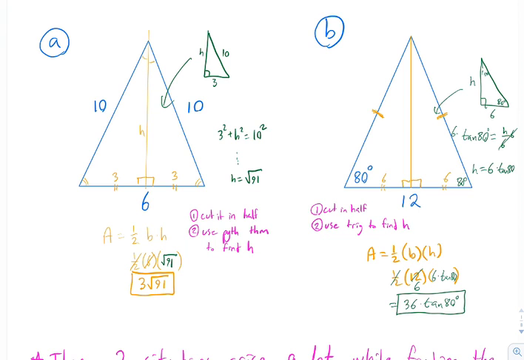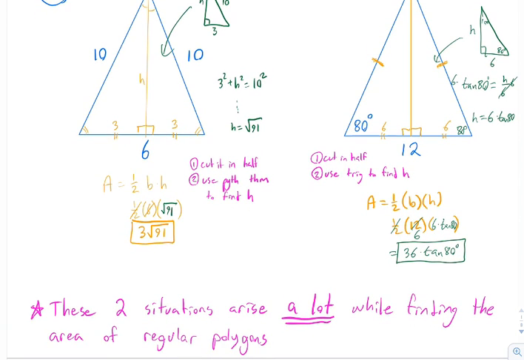So isosceles or equilateral triangle, we're going to first cut it in half, and then we're either going to use Pythagorean Theorem or trig to find that height. And this is going to be really common. These two situations are going to arise a lot as we're looking at finding the area of a regular polygon. And in general, this is going to be where the difficulty lies. This trig or Pythagorean theorem is going to be the hurdle to get through. And beyond that, actually finding the area of the rest of the shape is pretty straightforward, okay?